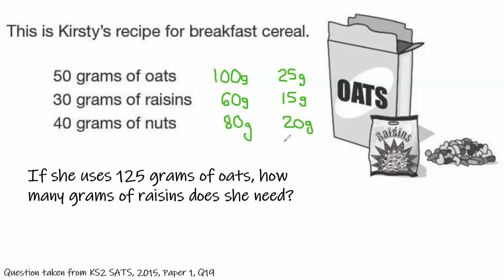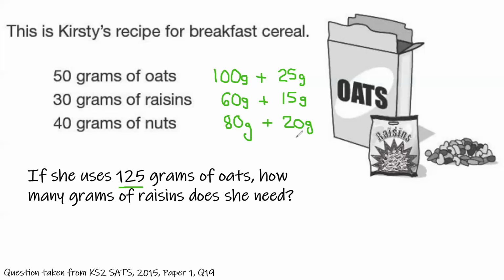Okay, so now what you might be realizing is we've got 100 grams. We've worked out if we've got 100 grams of oats. We've worked out if we've got 25 grams of oats. We want 125 grams. So why don't we add these together? So if we add those two together, we're going to end up with 125 grams that we needed.